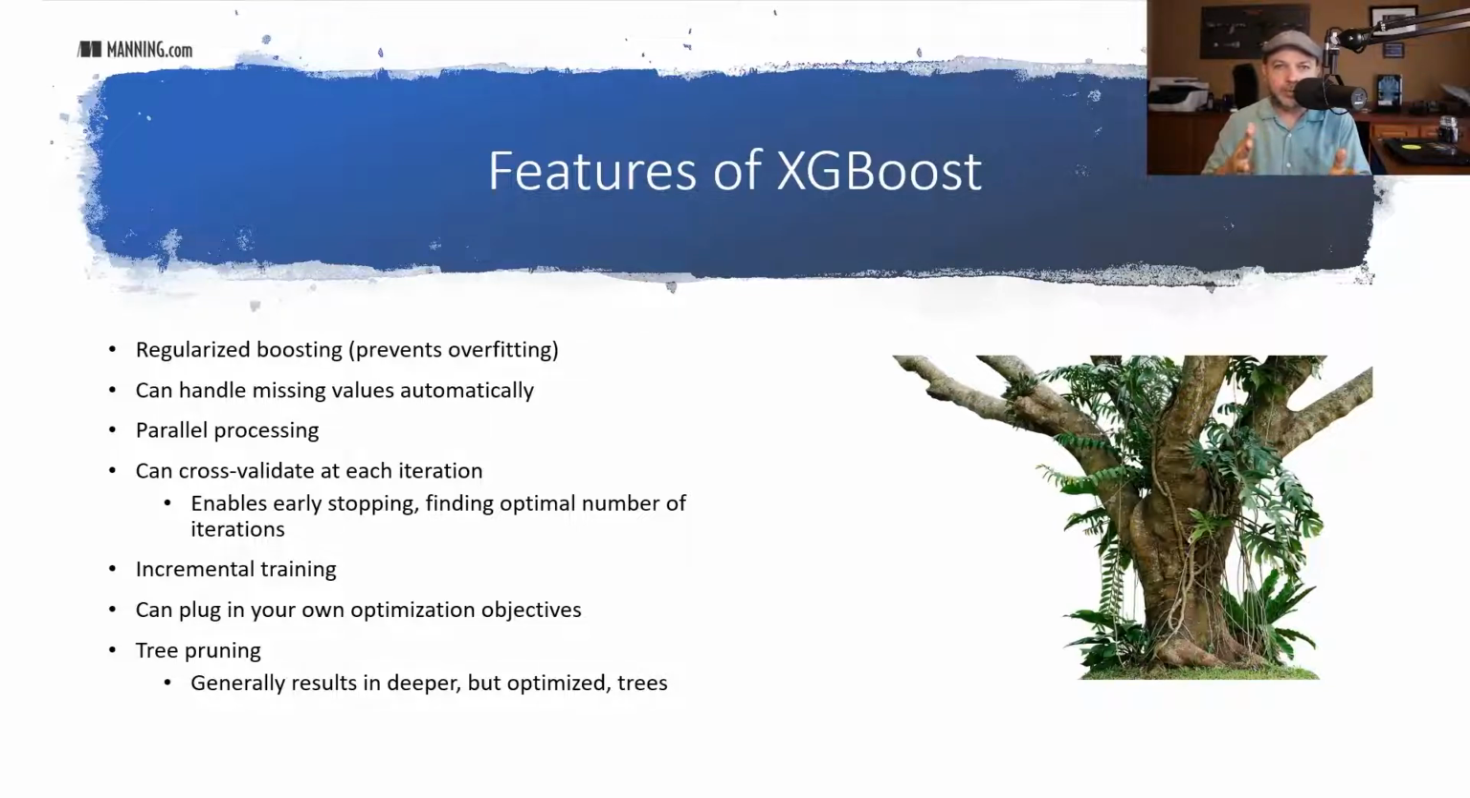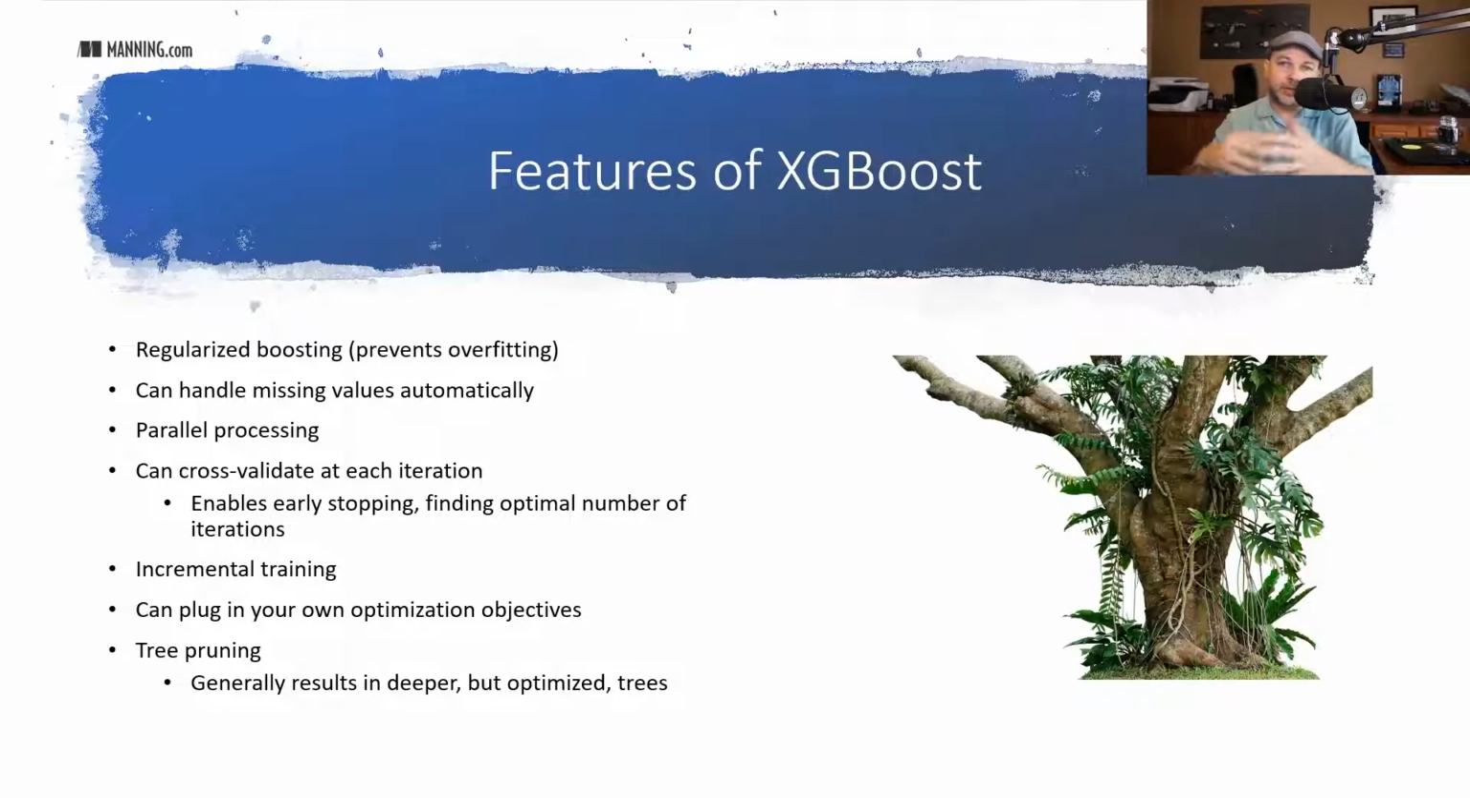And that's an important optimization to have, especially given how expensive machine learning hardware is, both in terms of money and energy usage as well. So it can enable early stopping and also find the optimal number of iterations. Basically, it knows when to stop, right? So that saves you a lot of wasted effort.